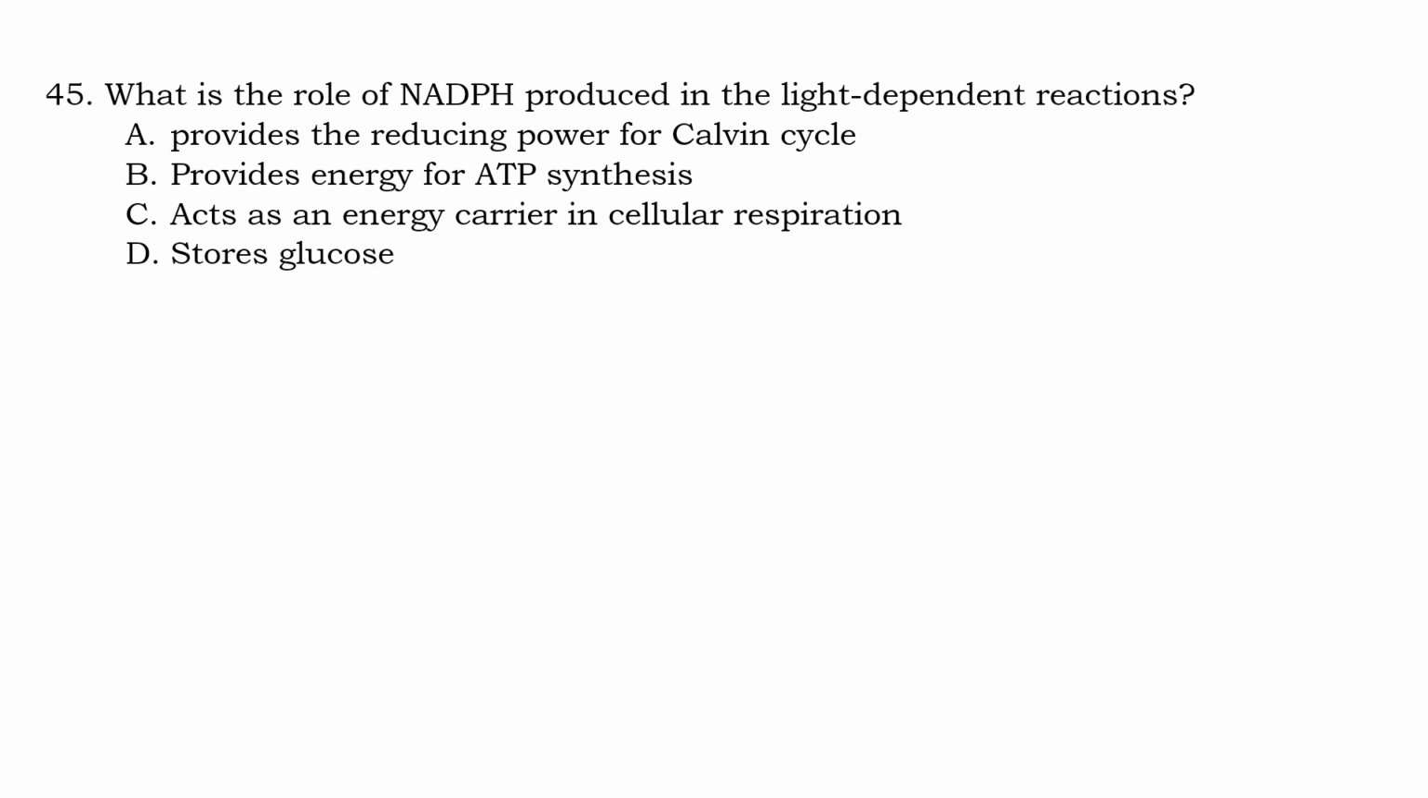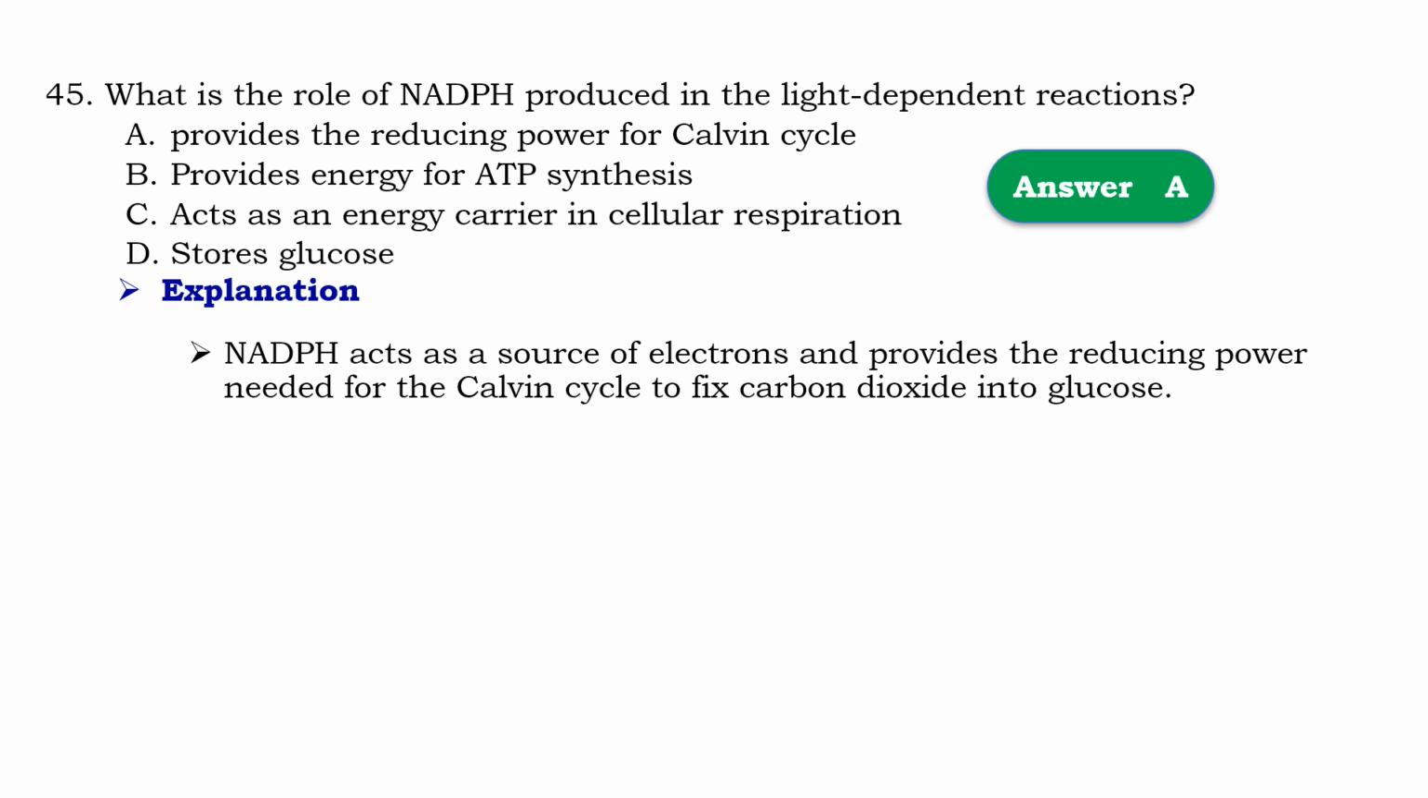Question number 45. What is the role of NADPH produced in light dependent reaction? So the answer should be A, provide reducing power for Calvin cycle. Means that NADPH acts as a source of electrons and provides reducing power needed for Calvin cycle to fix carbon dioxide into glucose.